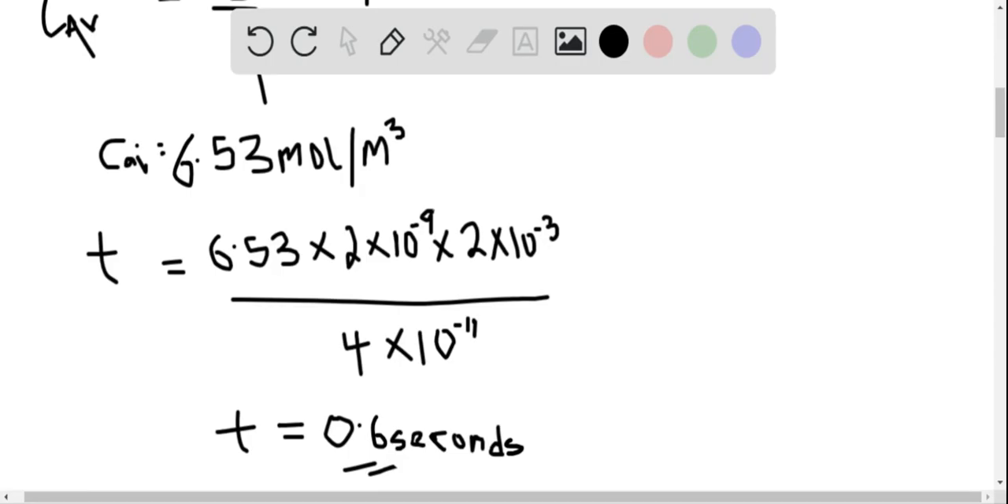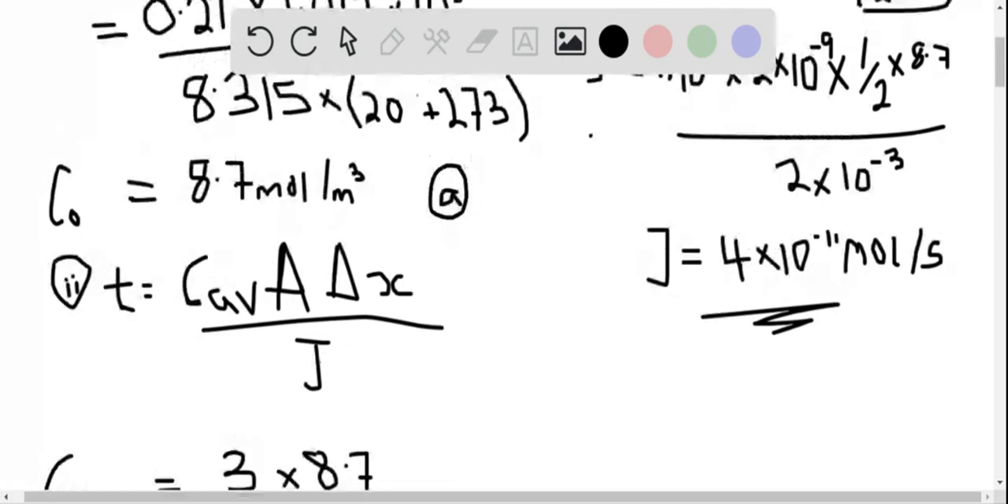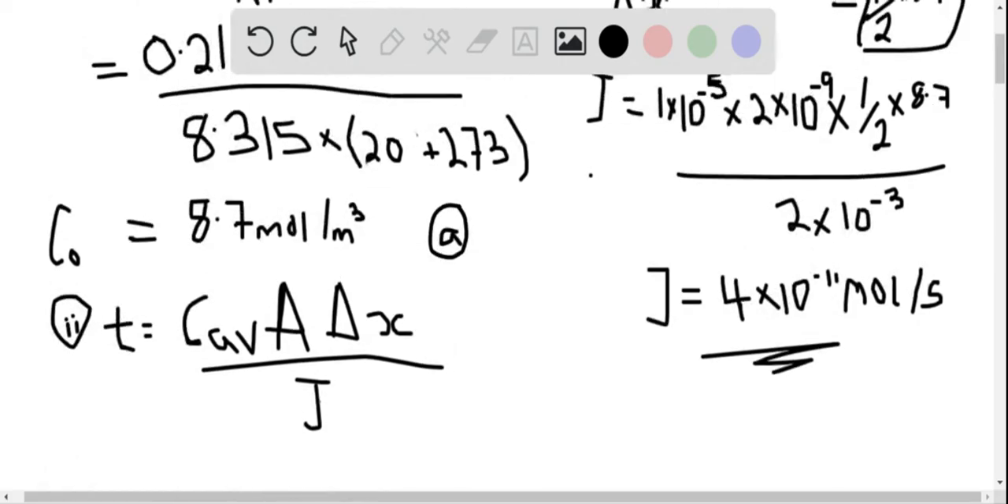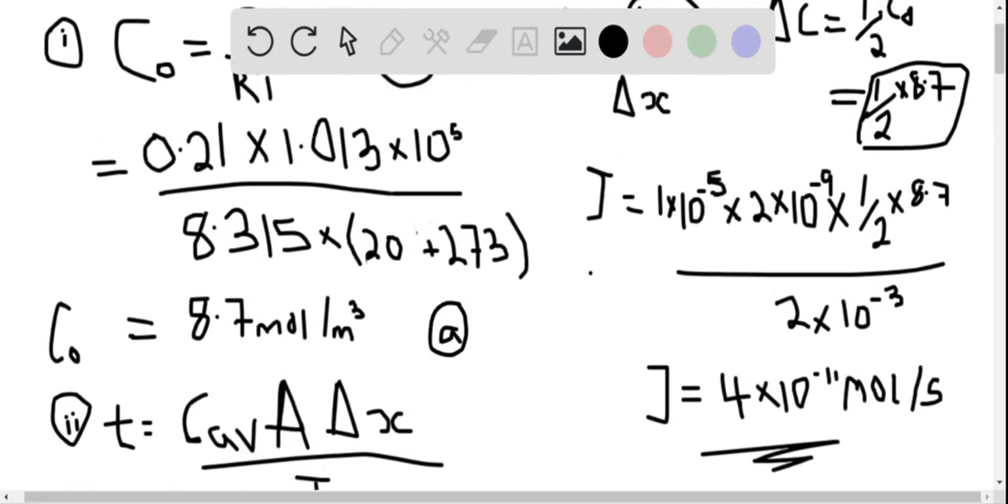So we have our third answer as 0.6 seconds, our second answer as 4 times 10 raised to negative 11 moles per second, and our first answer is 8.7 moles per meter cube.